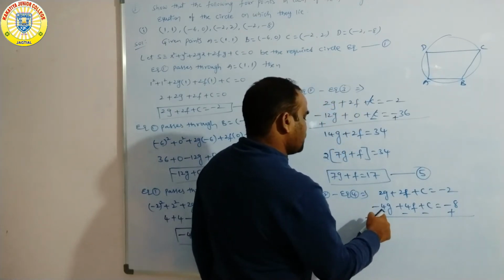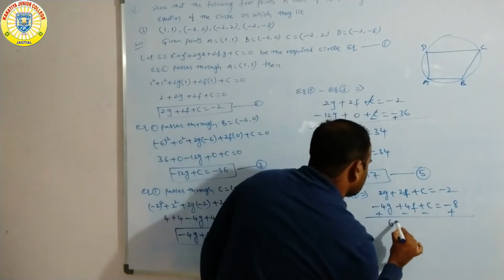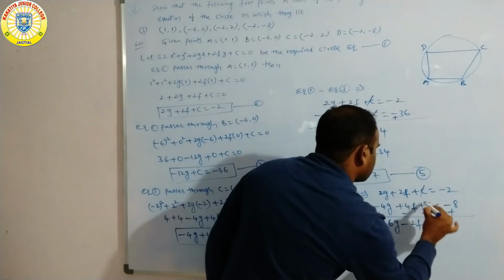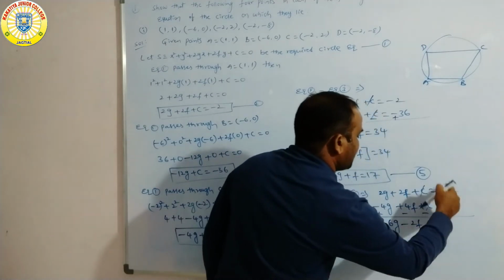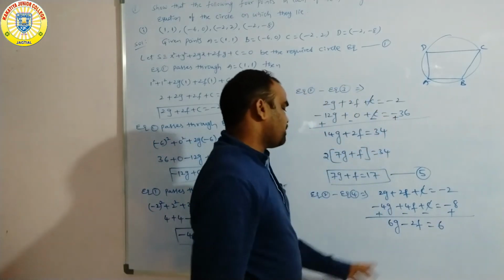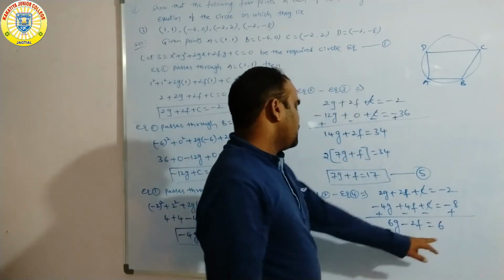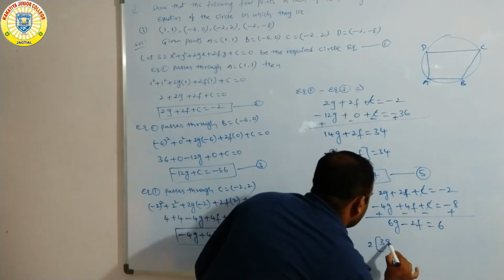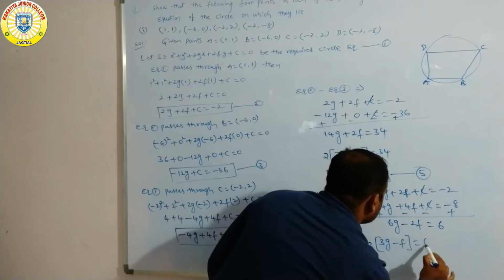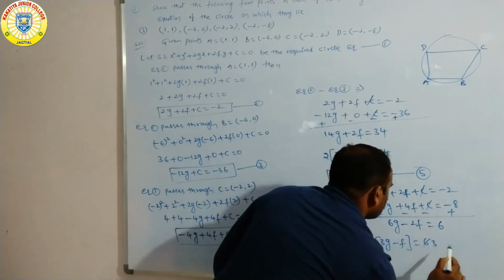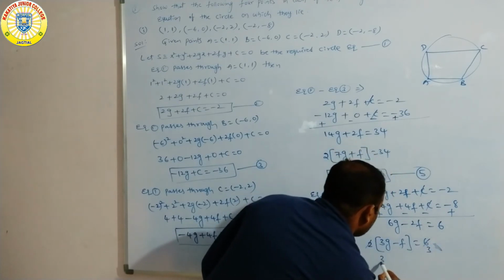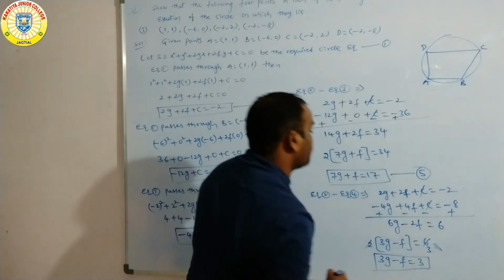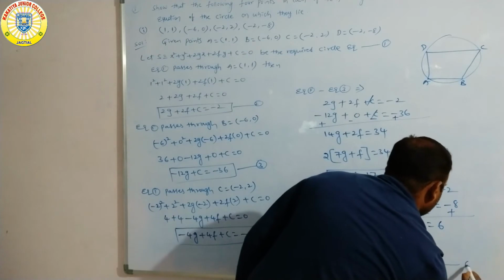Here what we are getting: 4g plus 2g is 6g. Plus 2f minus 4f is -2f. Plus c minus c cancel, equal to plus 8 minus 2, which is plus 6. So 6g minus 2f is equal to 6. Here we can take 2 common. Remaining 3g minus f is equal to 3. This is equation 6.